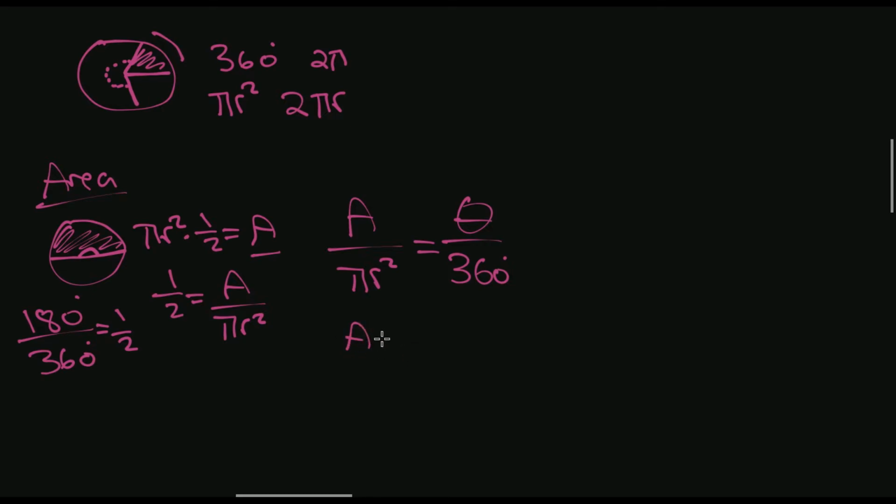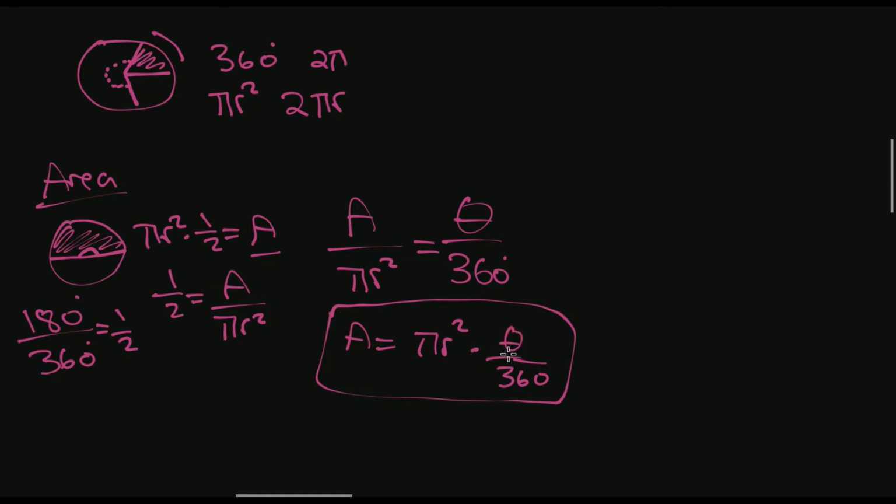So I'm going to solve this for A by multiplying both sides by pi r squared, and I get pi r squared, the area of the entire circle, times theta over 360. So in this equation, I have the area of the entire circle, and it's being multiplied by a ratio. This ratio is probably going to be smaller than 1 if you're dealing with a sector. If you're talking about 360 degrees, then you're just doing the area of the entire circle.